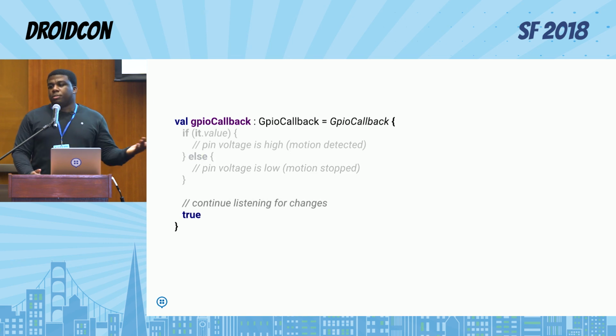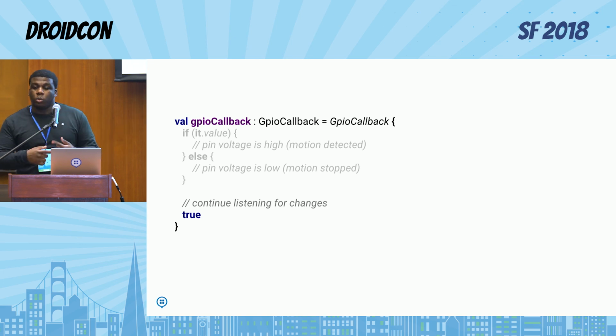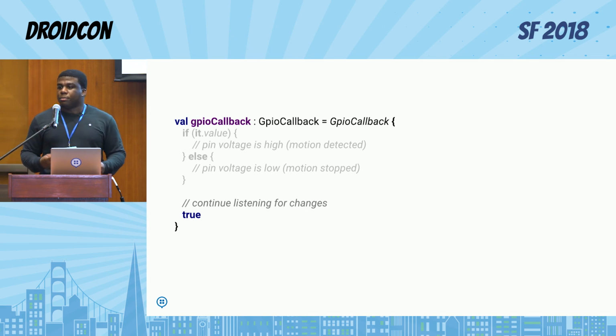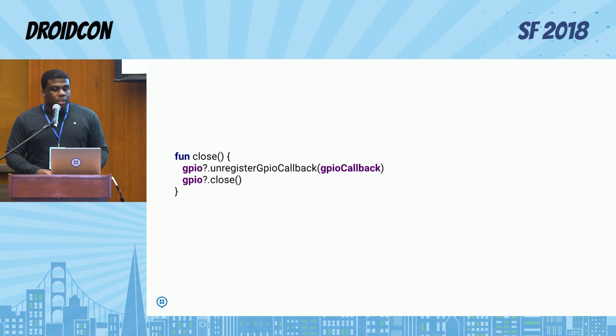And of course, we just return true so it can continue listening to changes. Depending on your use case, you probably don't always want to keep listening to changes, but in this specific use case, we want to keep listening and make sure we're getting those signals when it goes from low to high or high to low. And this is the close method that I showed you earlier. Just make sure that you unregister your GPIO callback and close the GPIO pin.